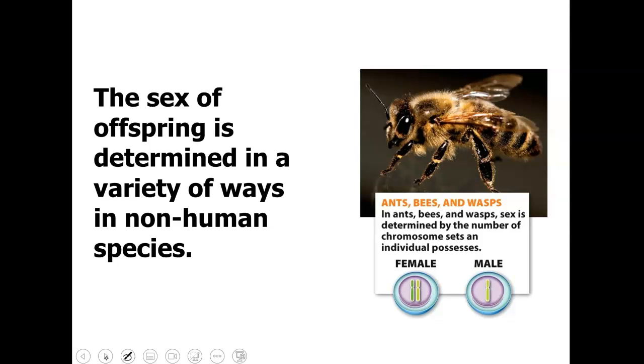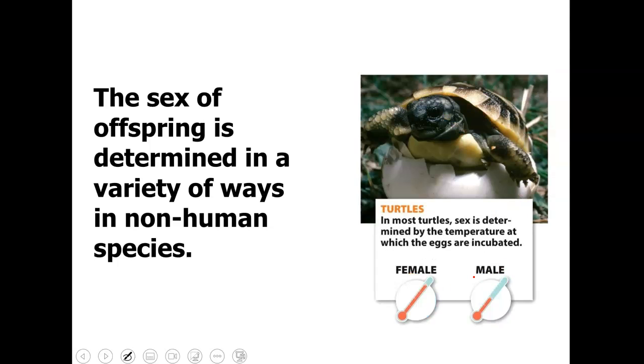Ants, bees, and wasps have their sex determined by the chromosome set an individual possesses. So if it is double here, you see both of those, that's going to be a female. Just the one there, that's going to be a male. With turtles, it's going to be determined by the temperature. If the temperature is higher while the eggs are incubating, they're going to turn female. If it's a cooler temperature, then most of the eggs will turn into males.